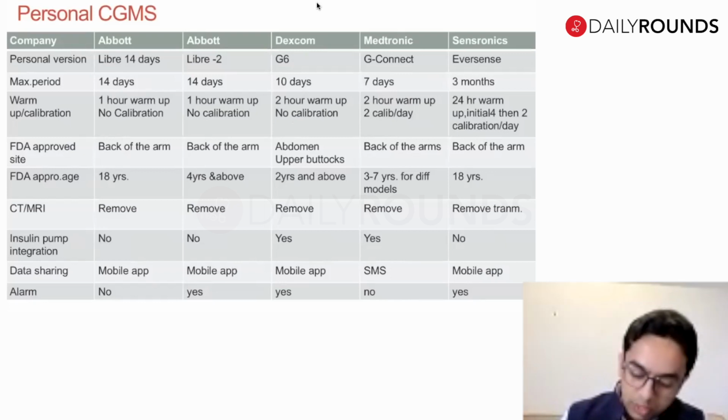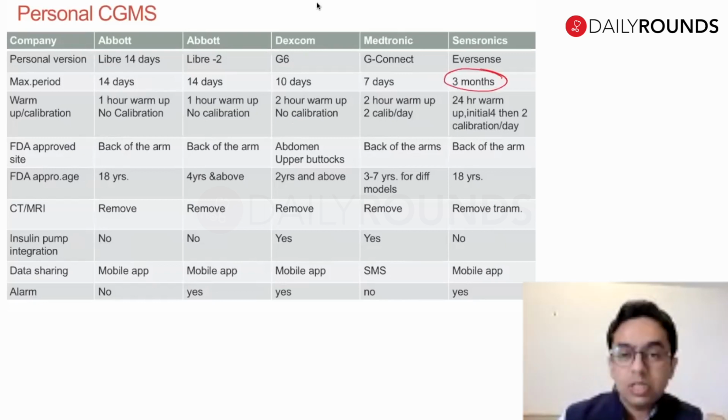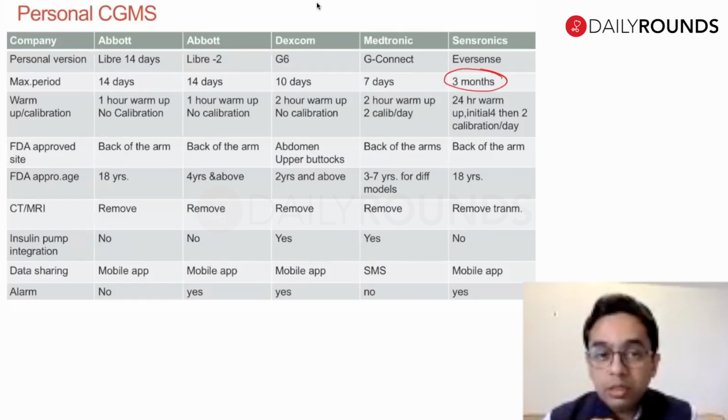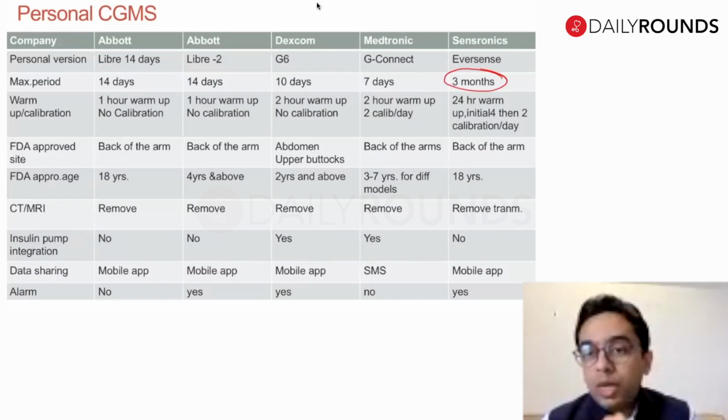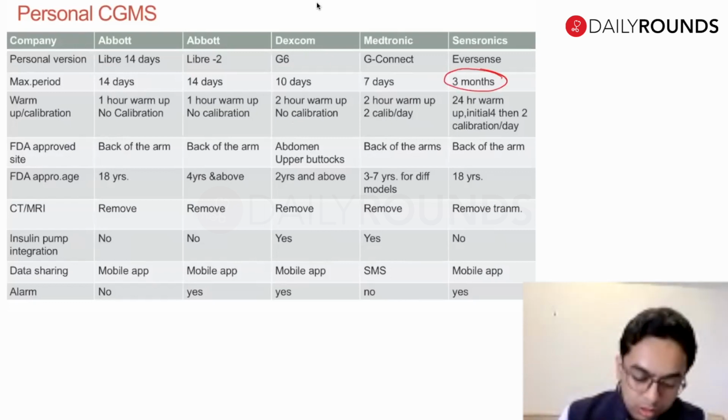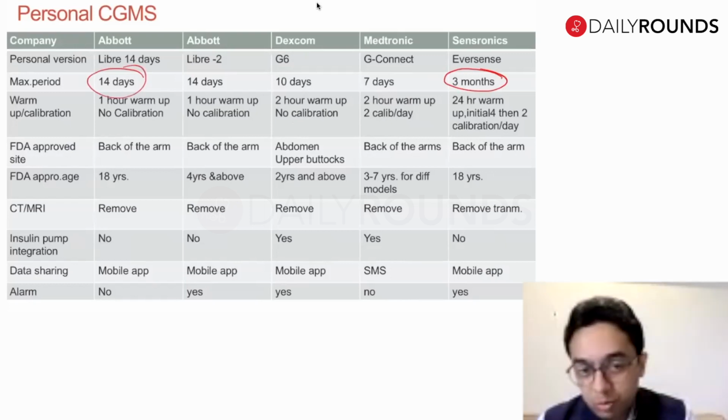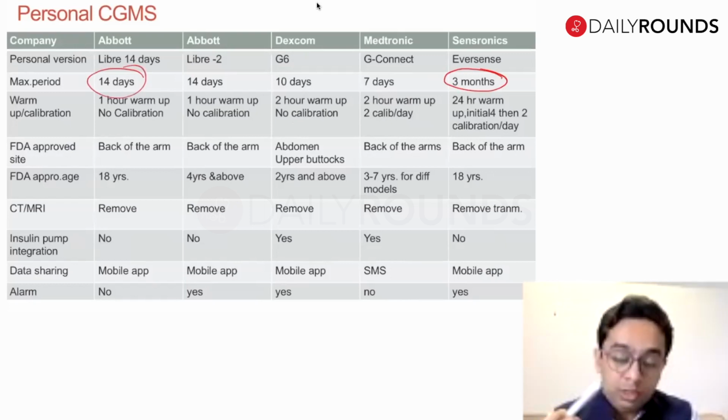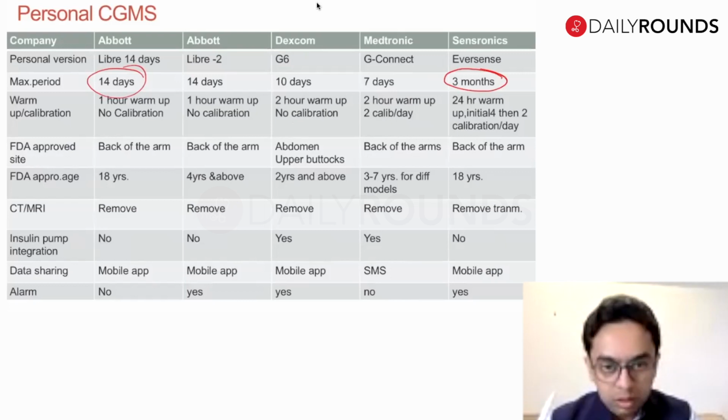Again, there are some variations. So here you can see the Eversense will work for 3 months, and the warm-up time would be 1 day. Whereas the Abbott works for 14 days, and the warm-up time would be 1 hour. That means after 1 hour, you can check the blood sugar through the CGM.